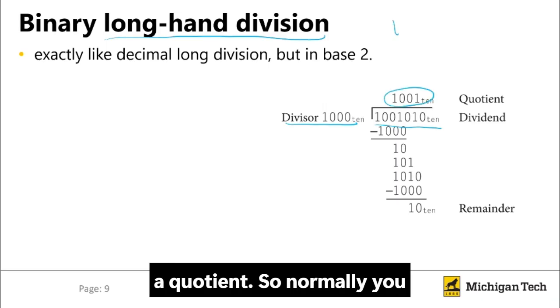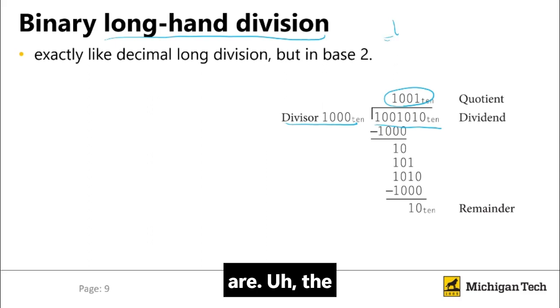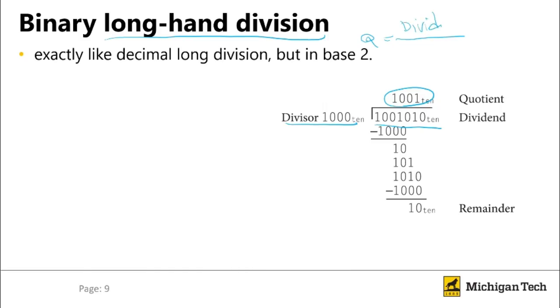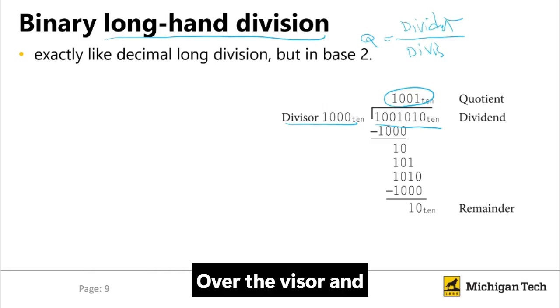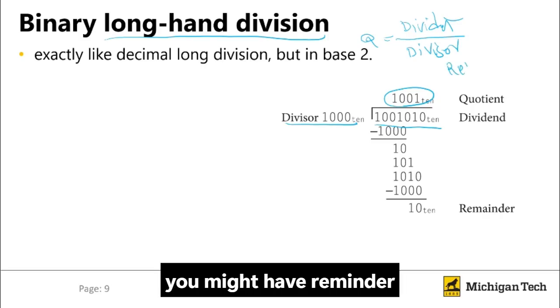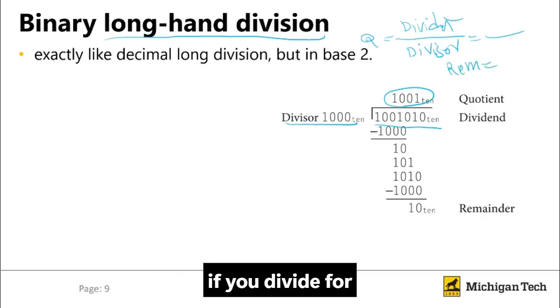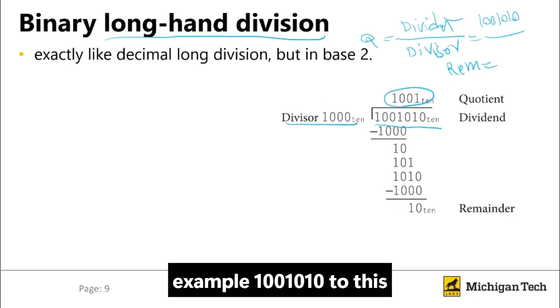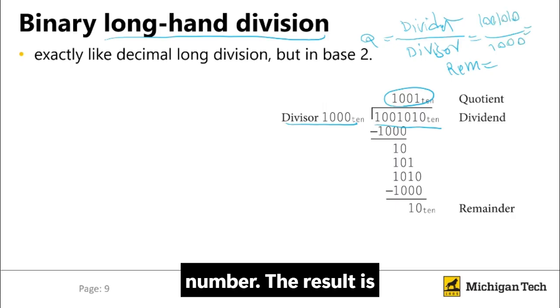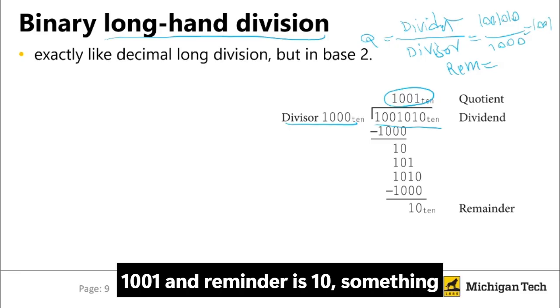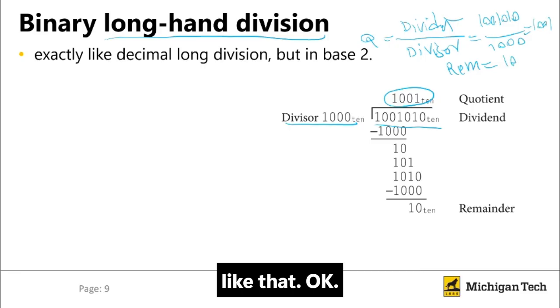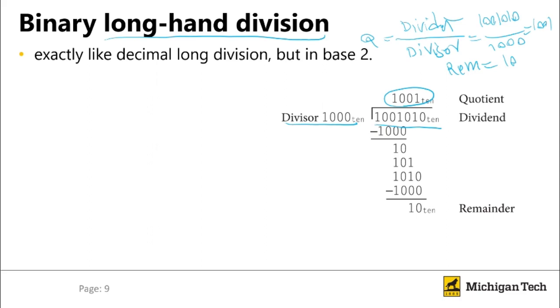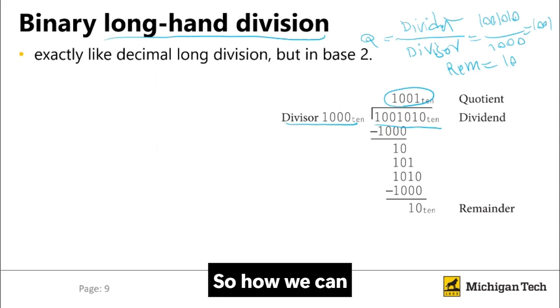So normally the quotient Q is equal to dividend over divisor, and you might have a remainder. If you divide, for example, 1001010 by this number, the result is 1001 and the remainder is 10, something like that. Okay, so how can we do that?